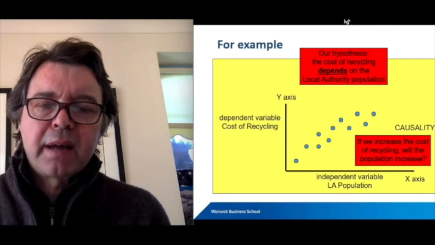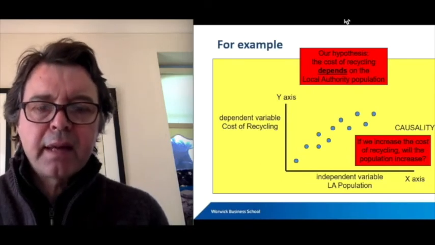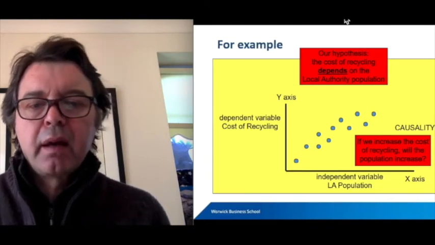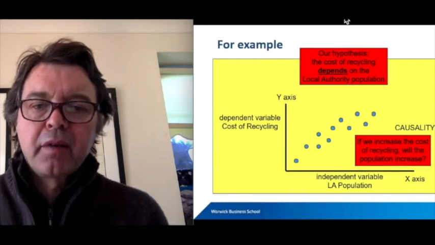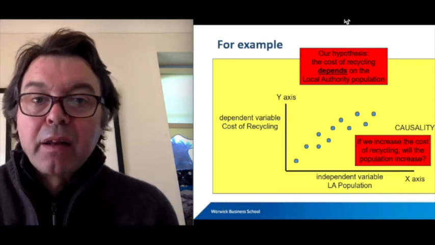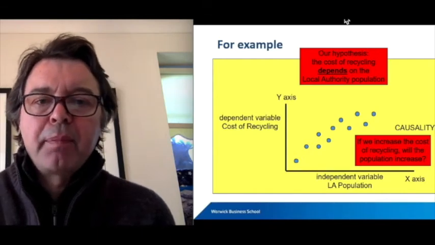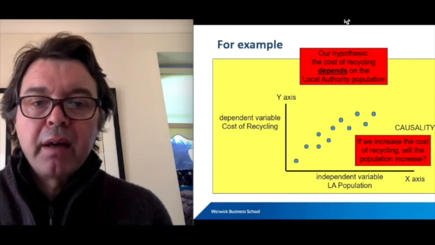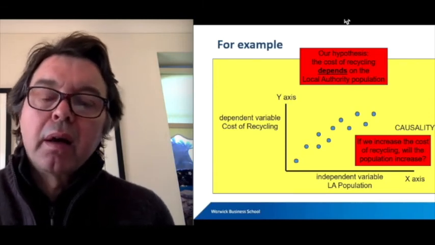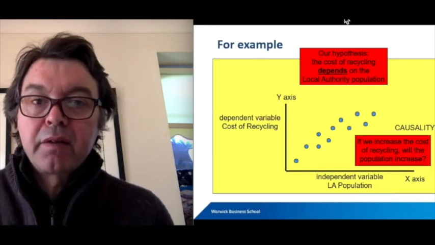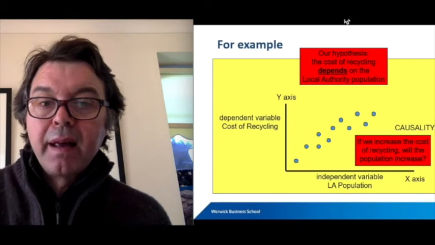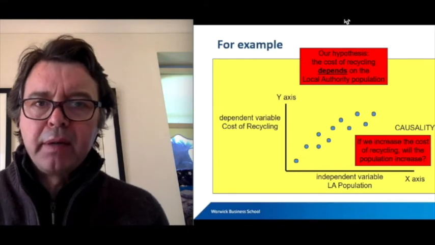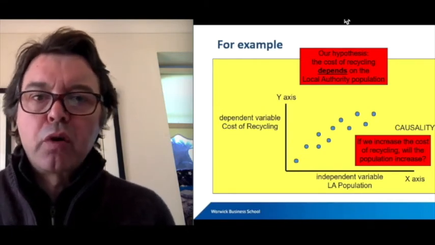Now let's look at another example. So let's say that our x variable is local authority population, and the y variable is the cost of recycling in that local authority area. So our hypothesis might be that the cost of recycling within a local authority area will depend upon the population size of the local authority. So if there's more people in the local authority, then the cost of recycling will be higher. That makes sense, doesn't it? More people equals more waste, which means more cost of recycling.